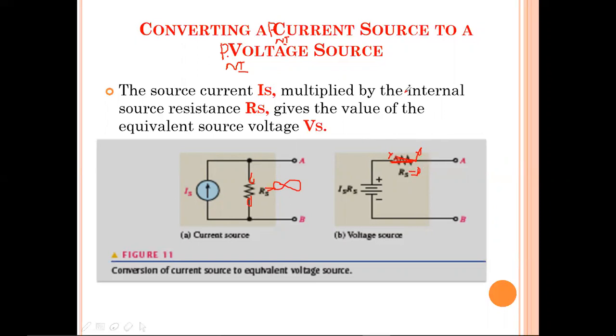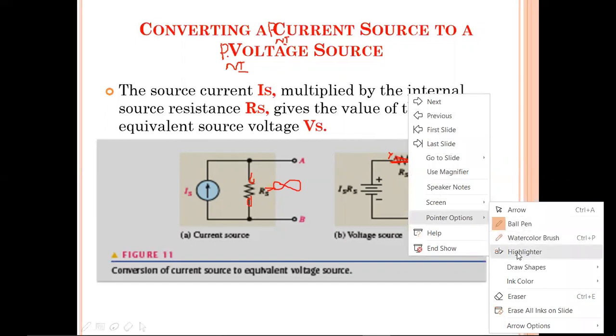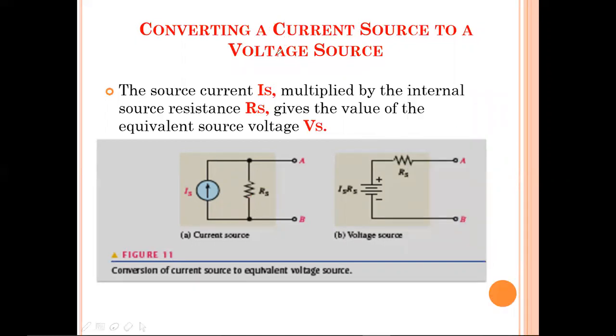But now we are discussing the practical case, right? While discussing the practical case, some internal resistance should be present. Already you know, the source current Is multiplied by the internal source resistance Rs gives the value of the equivalent source voltage Vs, because as per Ohm's law, V is equal to IR. When current and resistance are multiplied, the voltage comes into the picture, right? Here the source current is Is, multiplied by the internal resistance Rs.